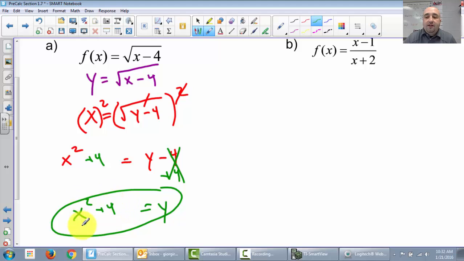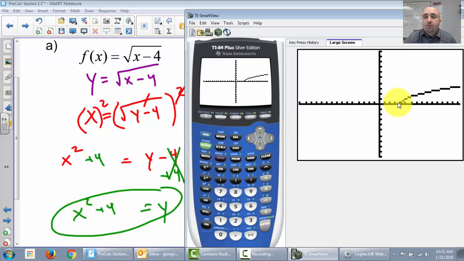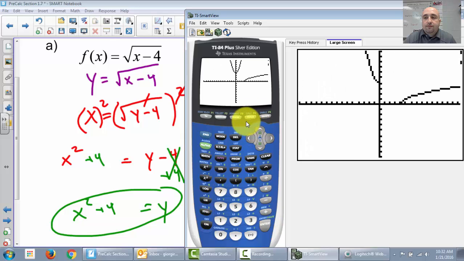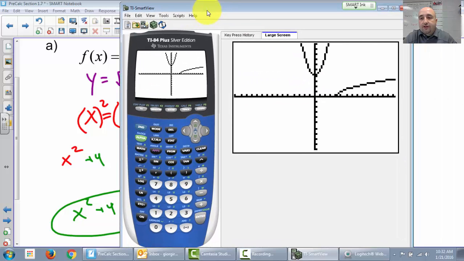So if you were to graph this on your calculator, you would see that it would be reflected over the line y equals x. So let's do that really quick. So x squared plus 4, graph. Okay, now this one looks a little different. Really, this parabola has a bottom to it.